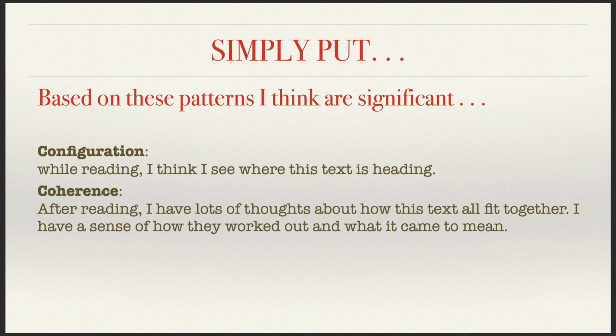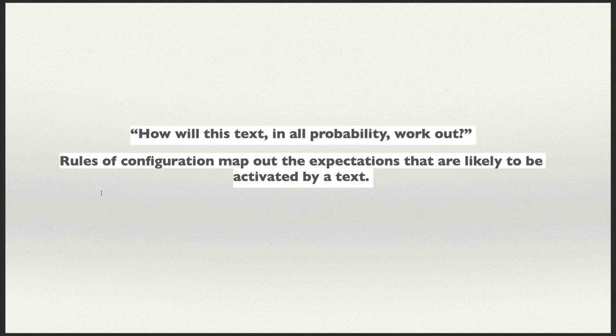So configuration means while reading, I think I see where this text is heading. I'm starting to put together patterns. I'm starting to predict things. I'm starting to have a sense of the text as a whole. And then after I'm done, that's when coherence is really the layer. I have lots of thoughts about how this text all fits together. I have a sense of how it worked out and what it all came to mean. So we're going to go into those a little bit more specifically.